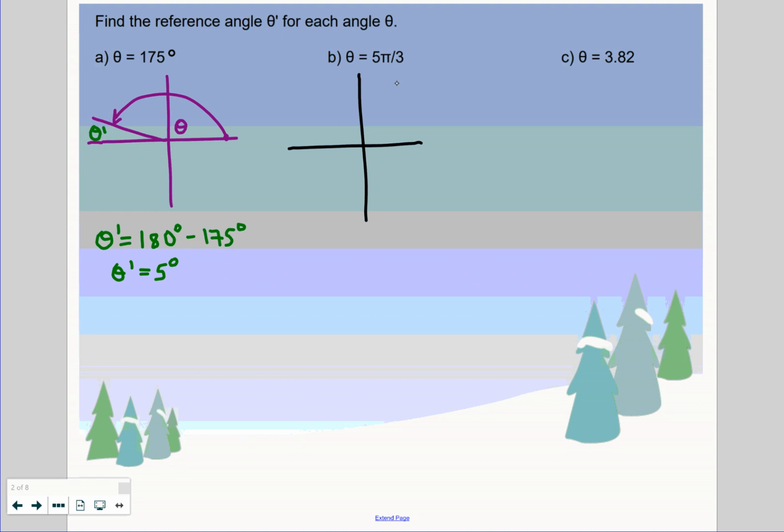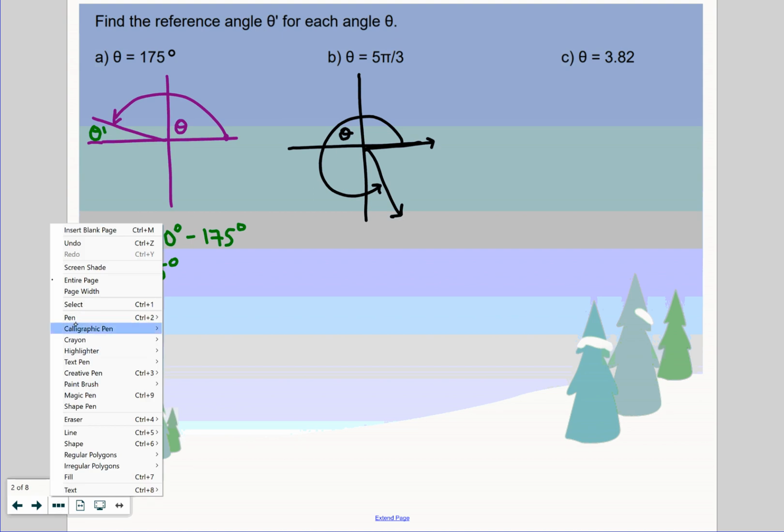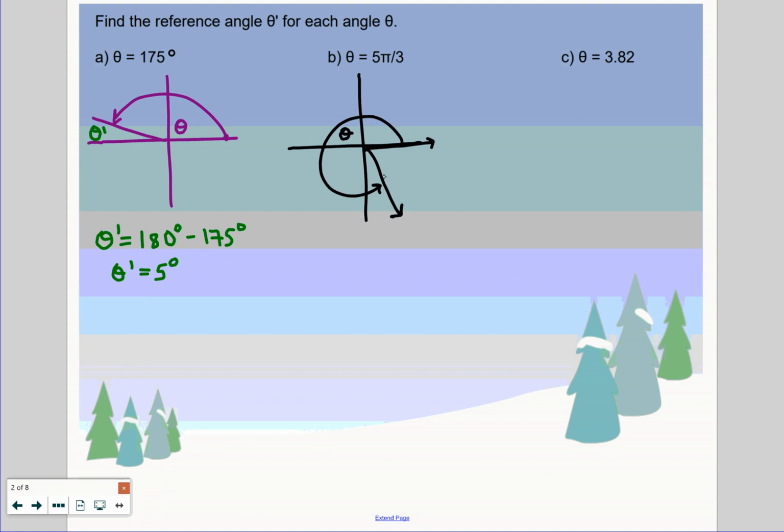5 pi over 3 is going to be in quadrant 4. It's actually equal to 300 degrees. So it's this guy right here, approximately. There's my terminal side, there's my initial side, and that is my theta. So in this case, theta prime is again from that terminal side rotated to the x-axis, that acute angle. And you can see in this picture, theta and theta prime make a full circle.